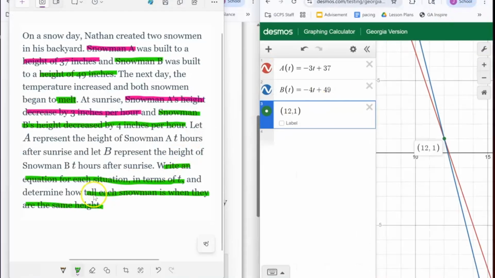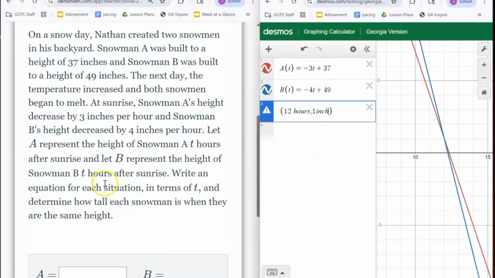All right, then I'm going to read it in terms. So I know T is hours. So this is 12 hours and one tall height. What's the height? 37 inches and 1 inch. Okay, once you know that, now we can answer the question.